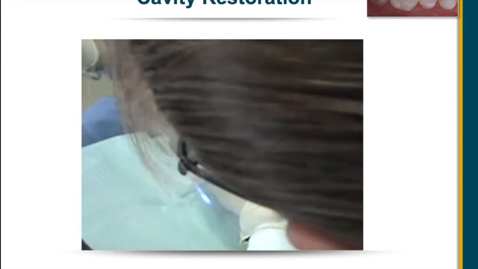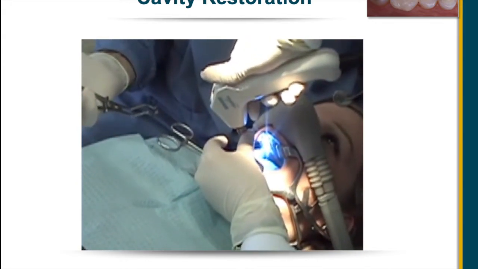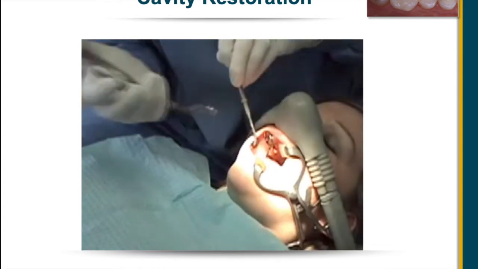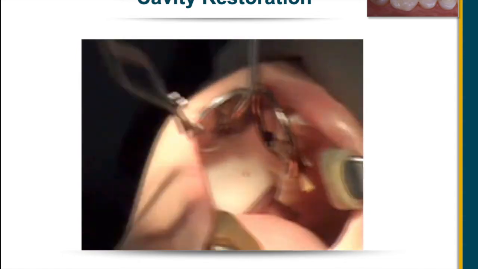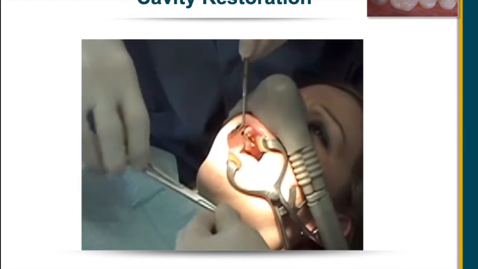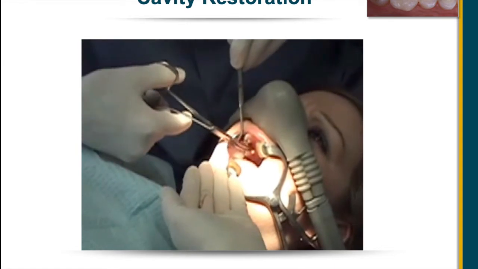The curing light needs to be applied very close to the tooth, as close as possible. The farther away the curing light is from the tooth, the less effective it is. The doctor now removes the composite bands. He will then remove the wedges using a hemostat or a cotton pliers.